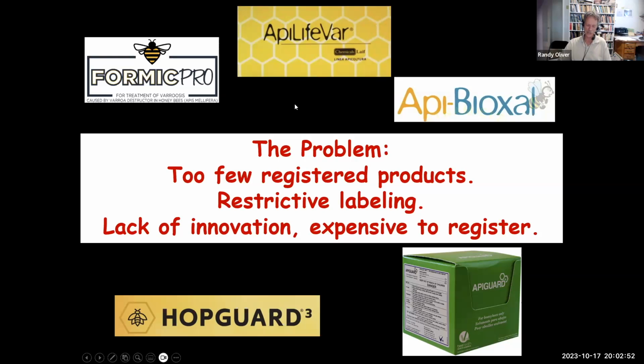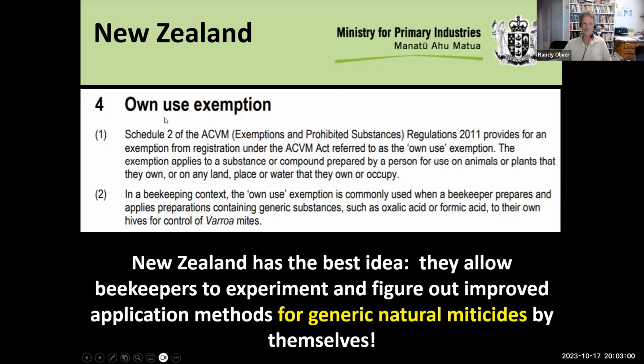And we'll talk a little bit later. I'm kind of not in battle, but I'm in communication with EPA about improving this situation. And so I asked to see if they could give us an own use exemption, similar to what New Zealand did. And the answer was no. But New Zealand realized beekeepers are going to use these anyway. And so they said it's okay to use common generic substances like oxalic acid or formic or thymol in their own hives.